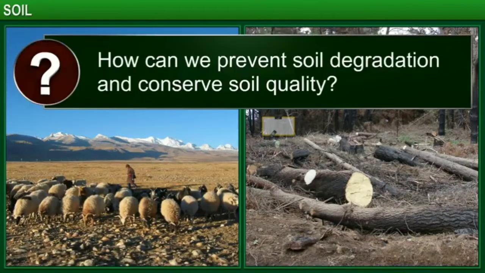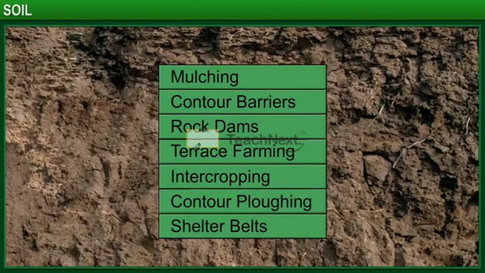How can we prevent soil degradation and conserve soil quality? Some methods to conserve soil quality are mulching, contour barriers, rock dams, terrace farming, intercropping, contour ploughing, shelter belts. Let's look at these methods one by one.